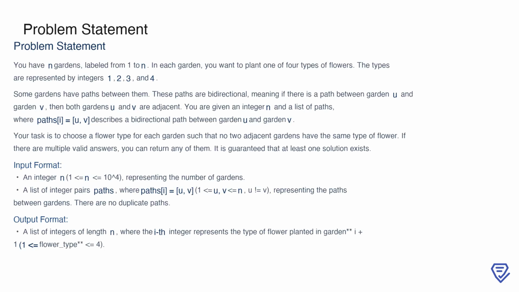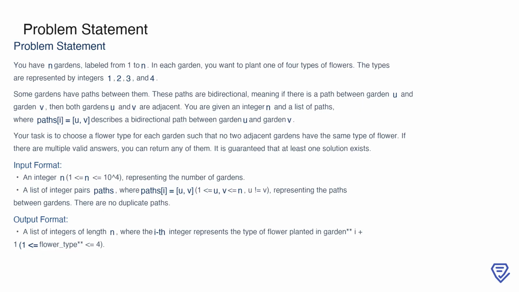This problem involves planting flowers in a set of gardens. You are given n gardens, each labeled from 1 to n, and you must plant one of 4 types of flowers in each garden. The flower types are represented by the numbers 1, 2, 3, and 4. Additionally, some gardens are connected by paths, which means they are adjacent to one another. The paths are bidirectional, so if garden U is connected to garden V, then garden V is also connected to garden U. Your task is to assign a flower type to each garden in such a way that no two adjacent gardens share the same flower type. If there are multiple valid ways to do this, you can return any one of them.